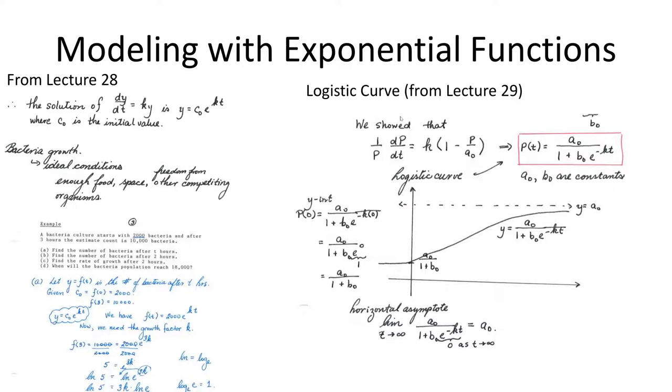Okay, I'm just seeing the questions up there too. So yeah, we had the logistic curve, and we do have a horizontal asymptote so that it doesn't grow past a naught.